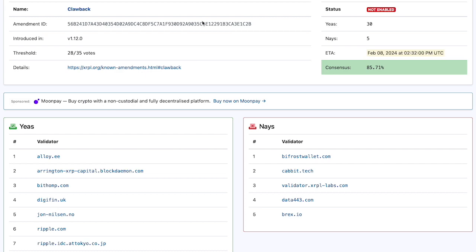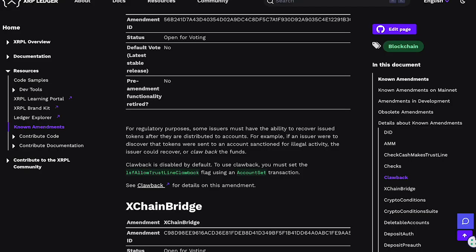Now, what is the clawback feature? Here it is. The clawback feature is for regulatory purposes. Some issuers must have the ability to recover issued tokens after they are distributed to accounts. For example, if an issuer were to discover that tokens were sent to an account sanctioned for illegal activity, the issuer could recover or claw back the funds.